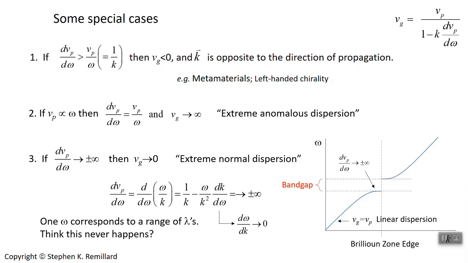I've given you a basic introduction to dispersion. Different dispersion regimes based on whether the group velocity is faster or slower than the phase velocity. In these special cases, one from applied electromagnetism with metamaterials, one in plasma physics with extreme anomalous dispersion, and one from quantum mechanics with propagation in a periodic potential giving extreme normal dispersion.